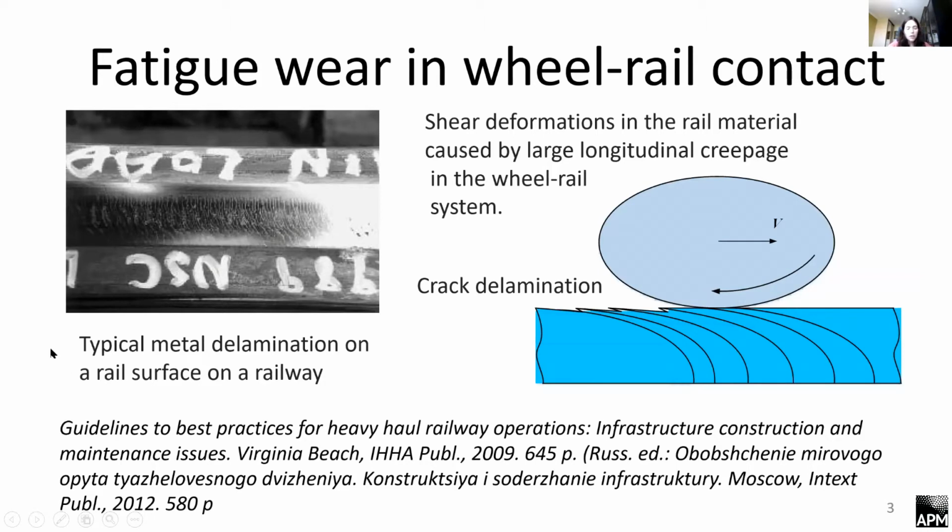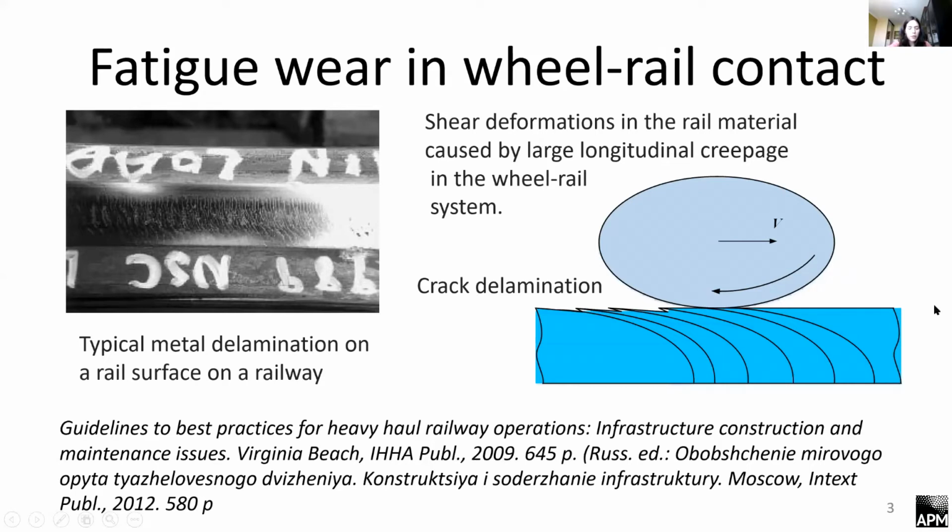The nature of the formation of these defects is mostly determined by the stress state of the wheel and rail, which depends on several factors, like load, slippage, profile of the wheel and rail, speed, and so on. On the right side of the slide, we can see the scheme of the delamination in rolling contact. Here, the shear deformations in the rail material are caused by the large longitudinal creepage in the wheel-rail system.